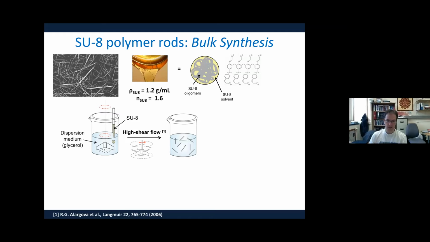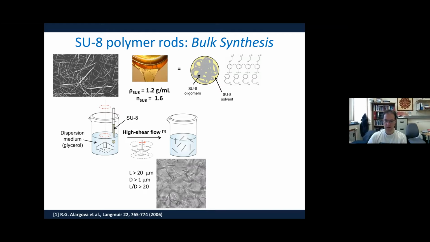So these are polymer rods made of material that we can in principle refractive index and density match. The only thing is that the rods they made are very big. They're essentially athermal or non-Brownian because their length is tens of microns, definitely larger than 20 microns. As you can see in the movie here, the rods don't move very much. So not much is moving in this movie.